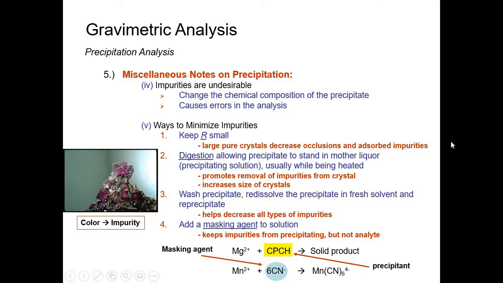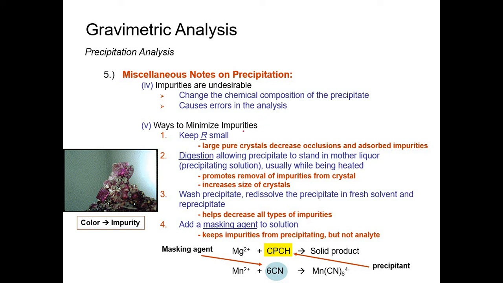Next, impurities are of course undesirable because they get weighed along with your precipitate. It could change the chemical composition of the precipitate. Although this rarely happens, it could happen. It could change the chemical composition and it causes errors in the analysis, because you weigh the impurities as well. It will be difficult to remove that.